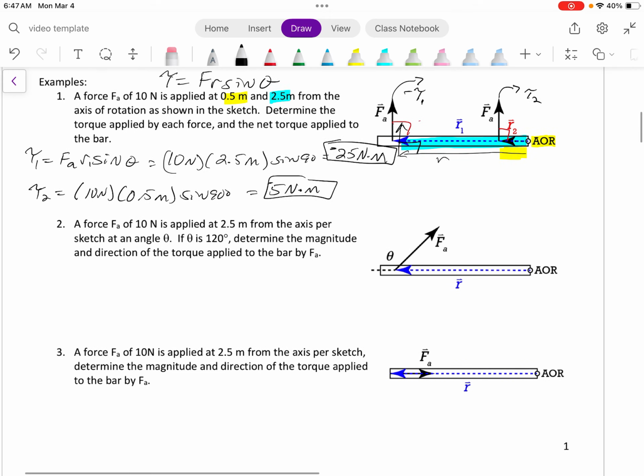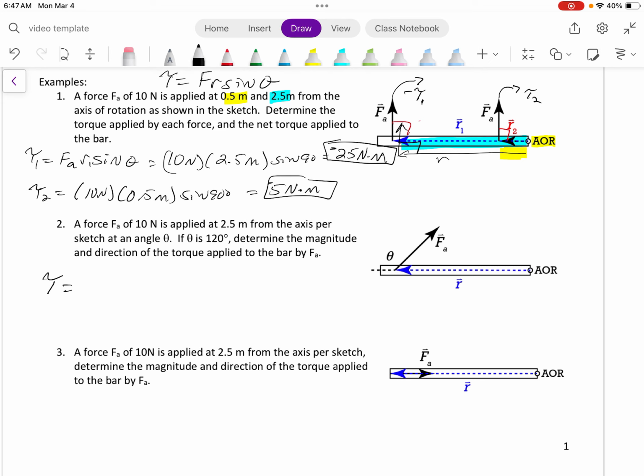Next one. A force of 10 newtons is applied at 2.5 meters from the axis of rotation, and per the sketch, at an angle of 120 degrees. Determine the magnitude of torque. Torque is equal to, oh, they said magnitude, so I didn't really have to, oh, no, the one up top, number 1, did not say magnitude, but anyway.